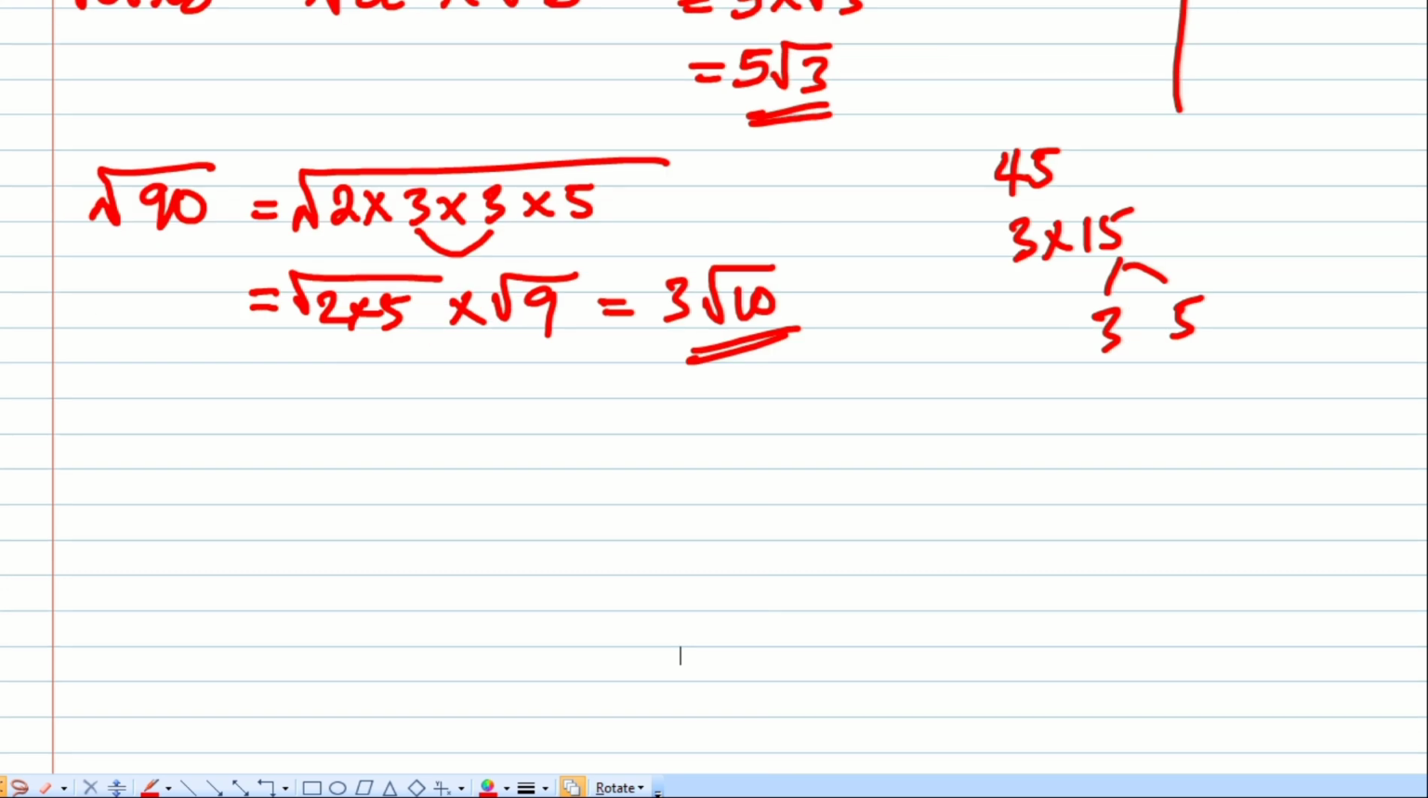So anytime you come across a question with a number that's not a perfect square, you can at least reduce it to the lowest term. I hope you found the video helpful.